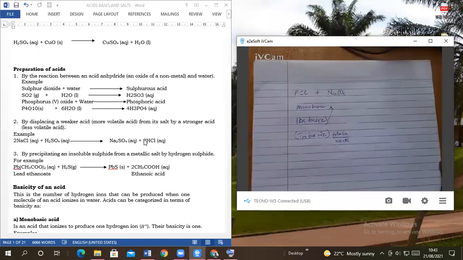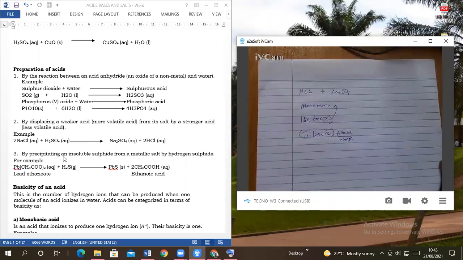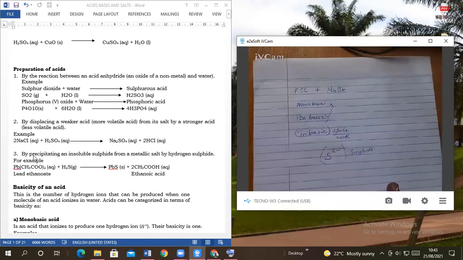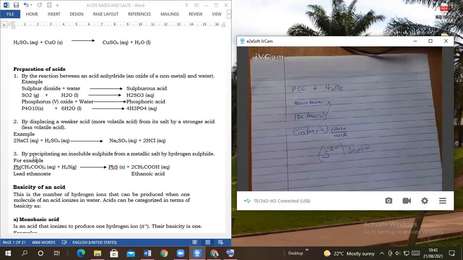Okay, so here we can also form this by precipitating an insoluble sulfide. Sulfide is S2 minus. Now, if precipitating means you get a precipitate, like I told you last time, it looks like this: if you get posho and put it in water, you form those posho crystals or particles in water. If you leave it to stay for some time, whatever goes down is the precipitate. What comes up is the water.